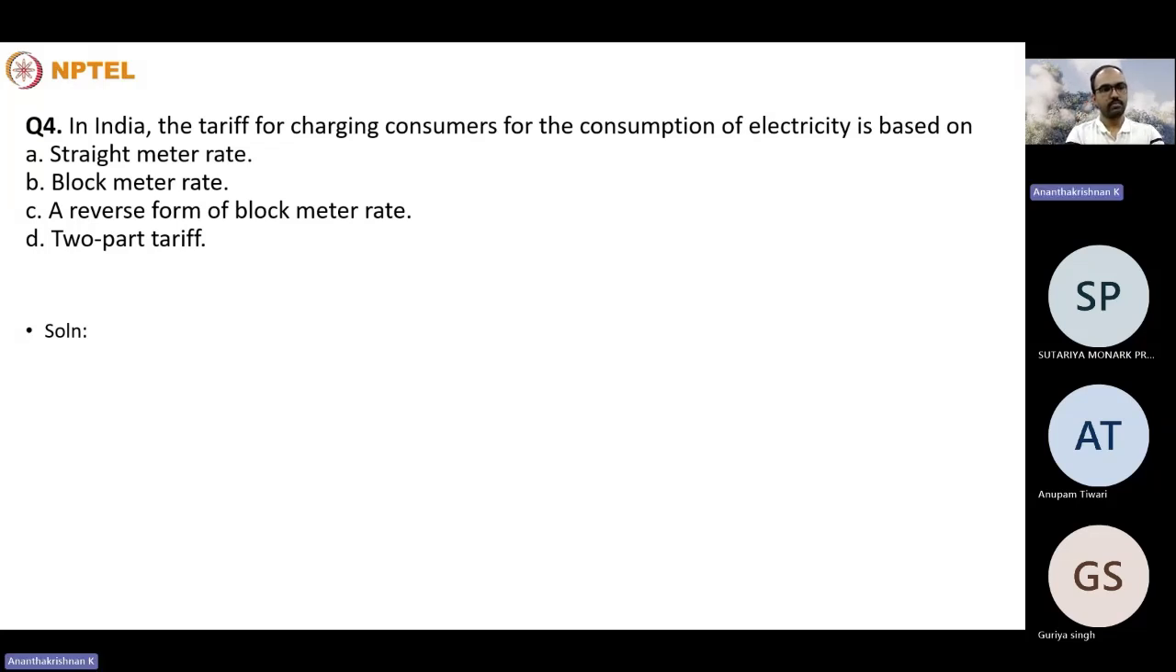Looking at the fourth problem. In India, the tariff for charging consumers for the consumption of electricity is based on flat meter rate, block meter rate, a reverse form of block meter rate, or two-part tariff.